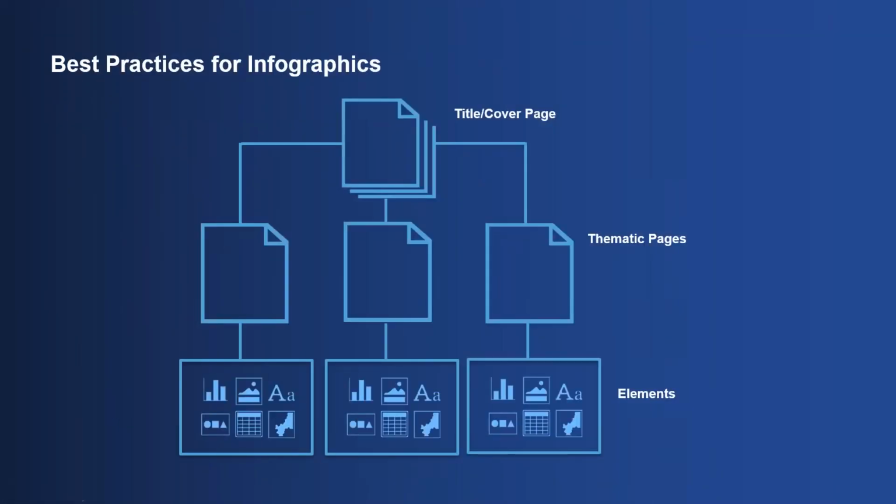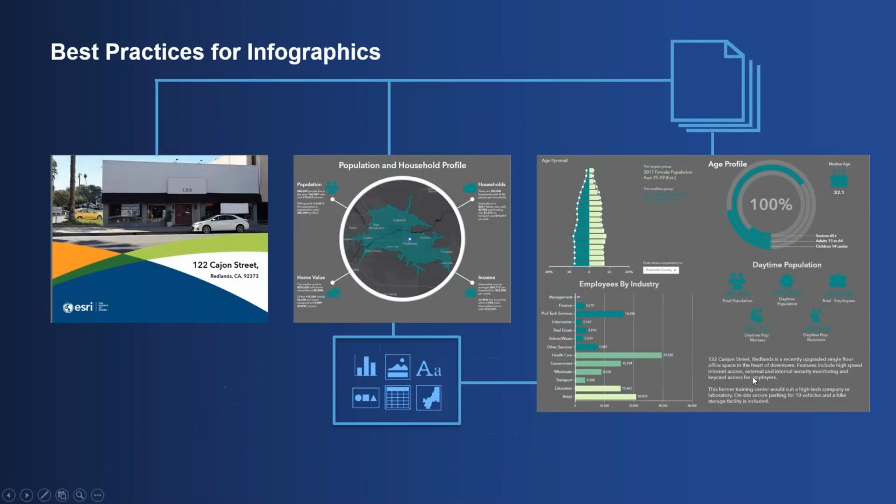So what are some of the best practices for creating or generating an infographic? What we've seen typically is that people tend to start their report, if they're creating a report of infographics, with a title or cover page, and that report would be made up of pages that are generally thematic. So maybe you have one page that focuses on income, one that focuses on education, and then one that focuses on age profiles and that sort of demographic information. Each of those individual pages would then be made up of elements. So those would be the charts, the tables, the images, the maps that we discussed on the last slide. If you put it all together, it would look a little bit like this.